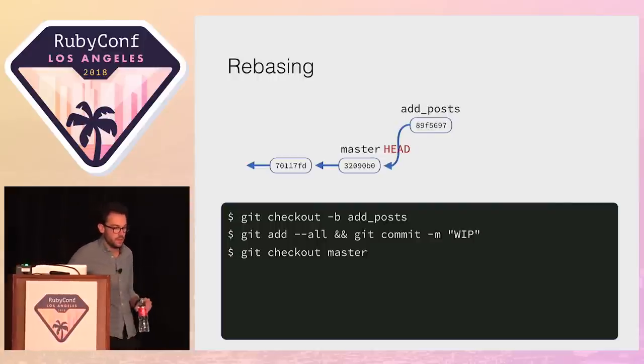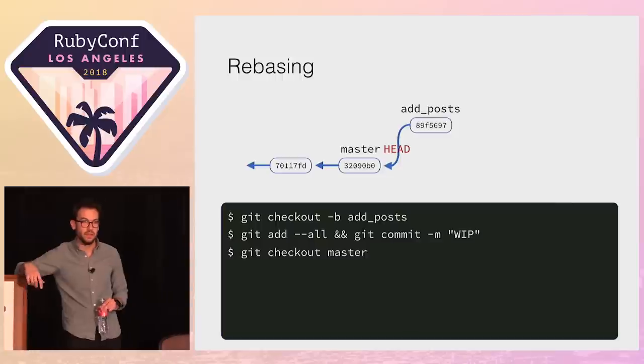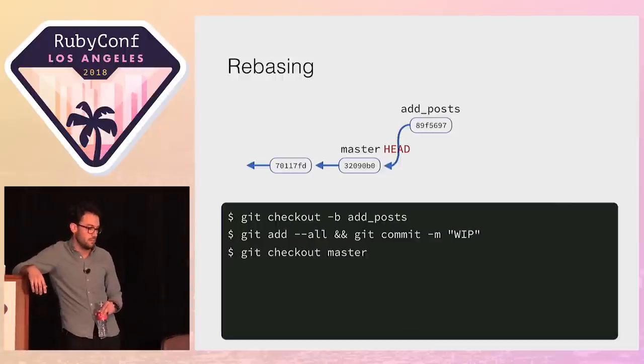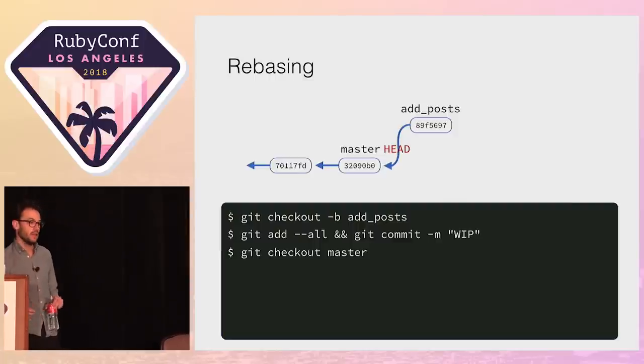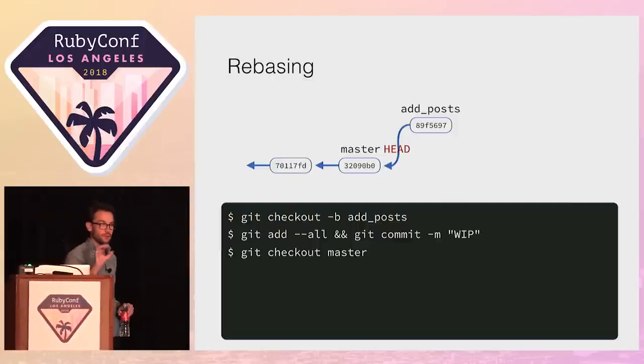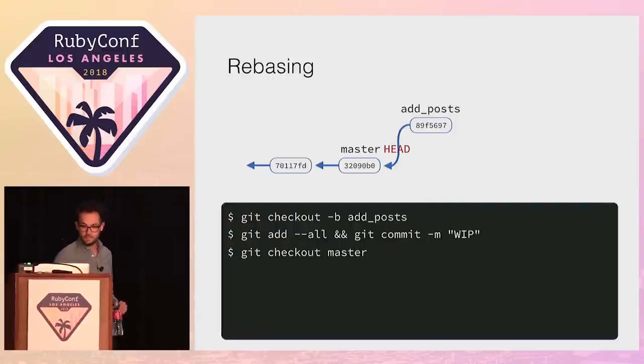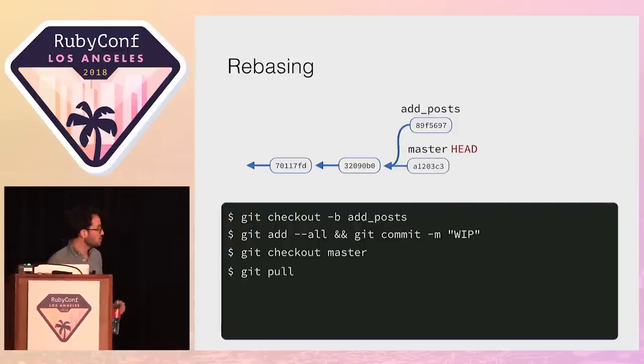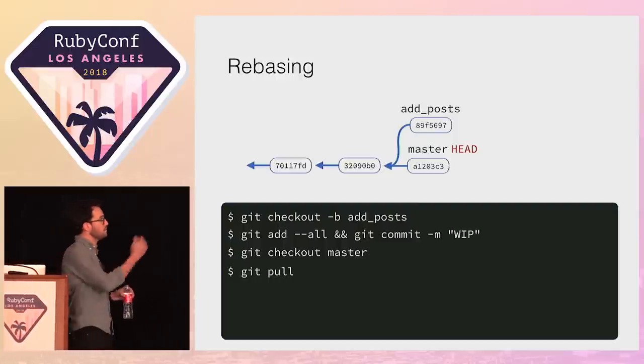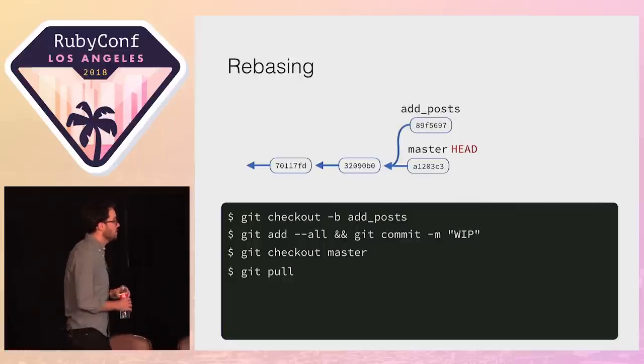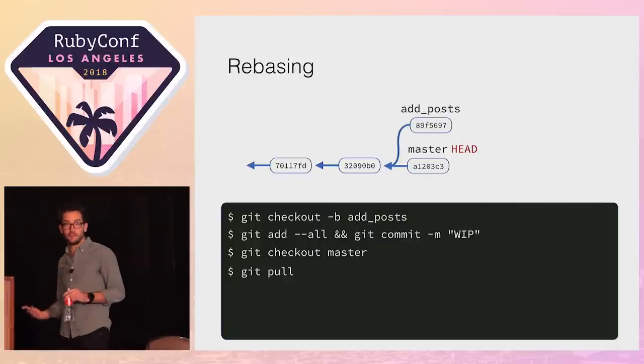Let's say I'm working on this with my buddy, and I know that they just merged a pull request into master, and I wanna make sure that I'm working on the most recent version of master. So I need to switch back to master, and then I run git pull, which is gonna get that new work, and it's gonna move master along. So you see there's now this divergence in the history. And this is where rebasing becomes valuable.